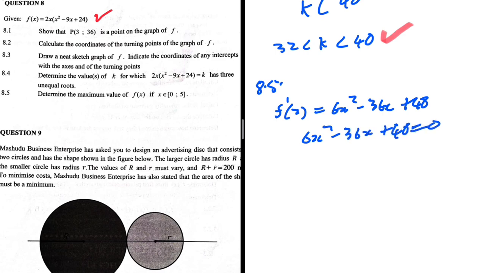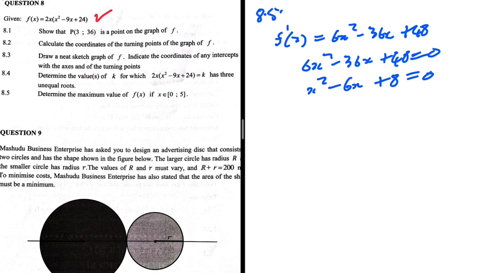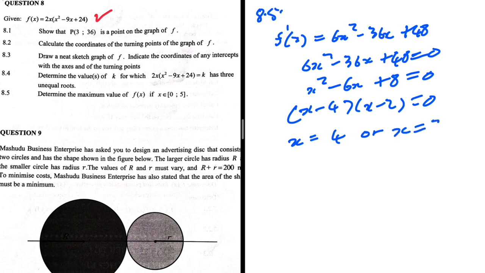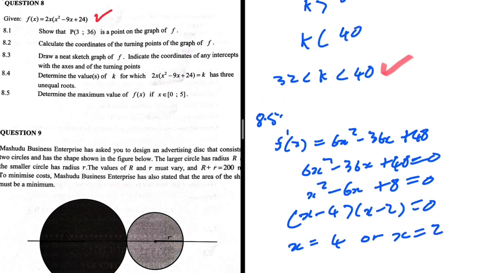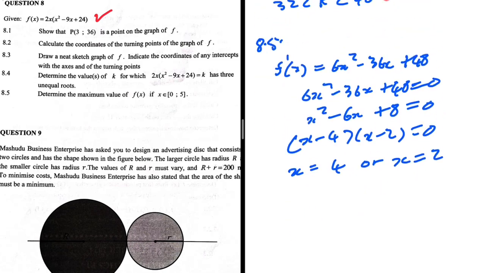What did we do last time? We divided by 6. We got x squared minus 6x plus 8 being equals to 0. And then we factorize, factors of 8. Okay, x minus 4 multiplied by x minus 2. This gives us 0. So x equals to 4 or x is equals to 2. Okay, so these are our values.